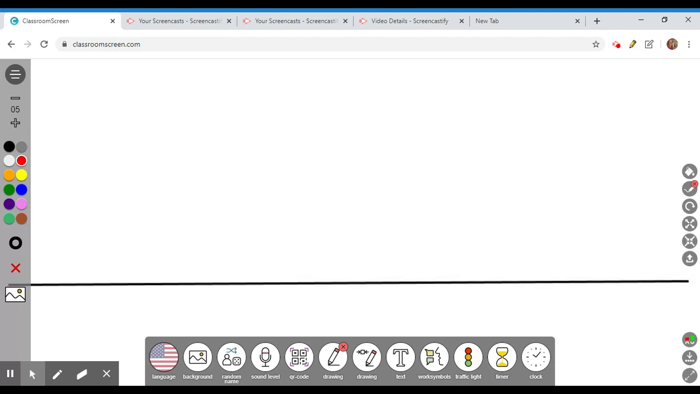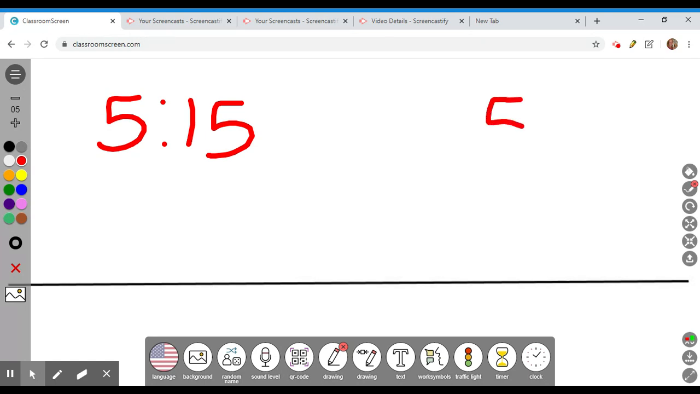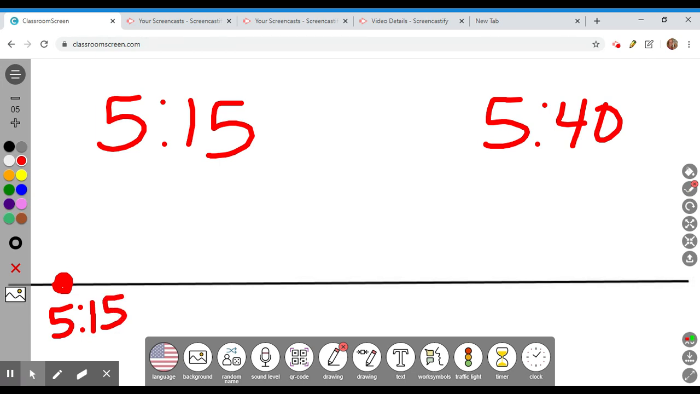So this time I'm going to have a start time of 5:15 and an end time of 5:40. So again, we're going to start over here. Both types of problems start the same way with labeling our starting time on the number line. And then we know we're going to end up with 5:40 somewhere over here.